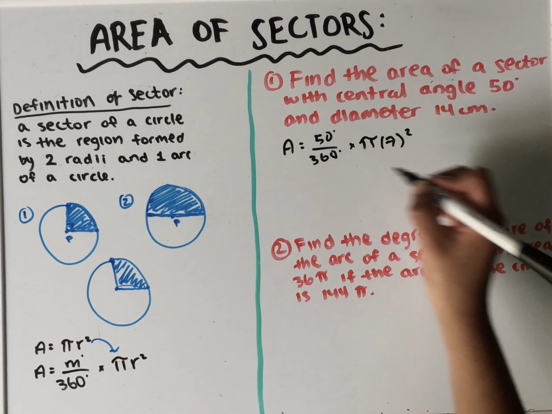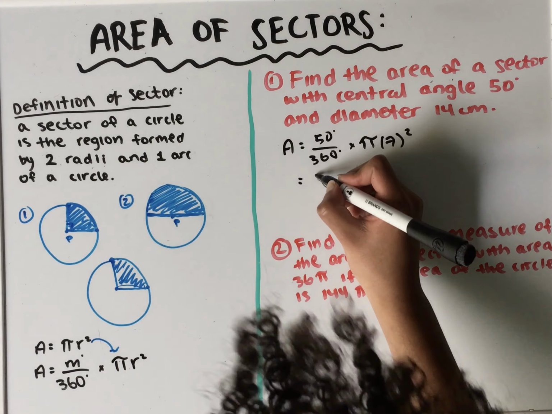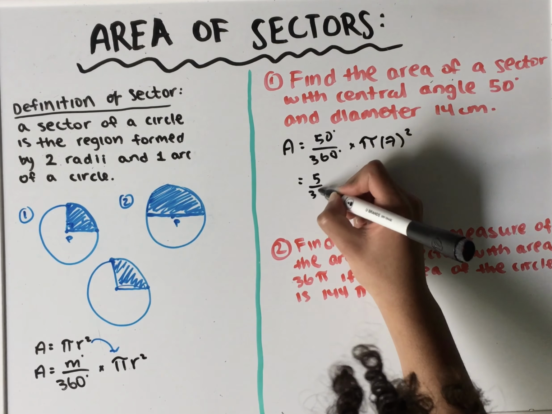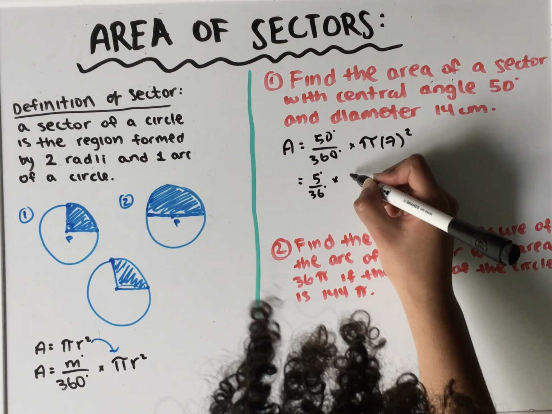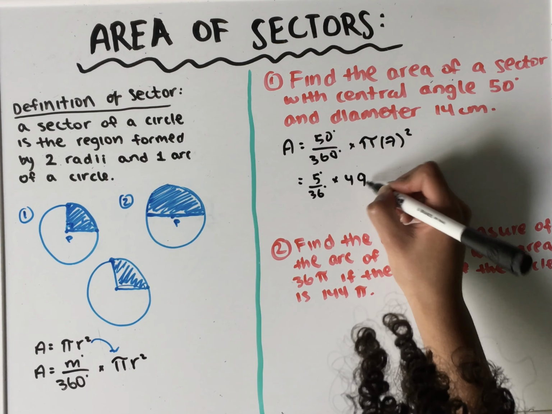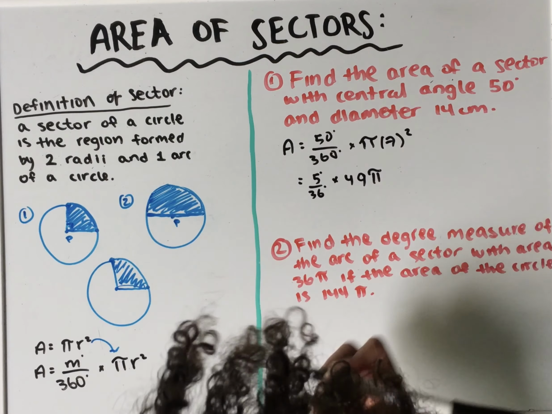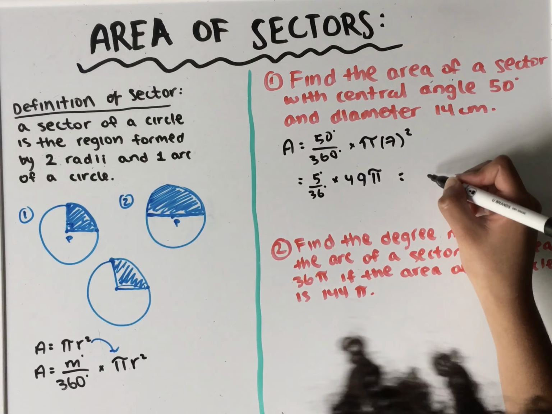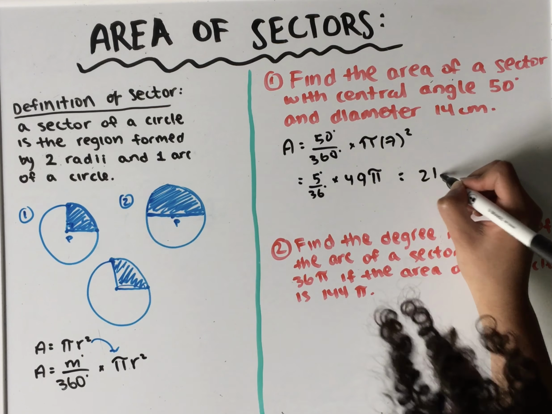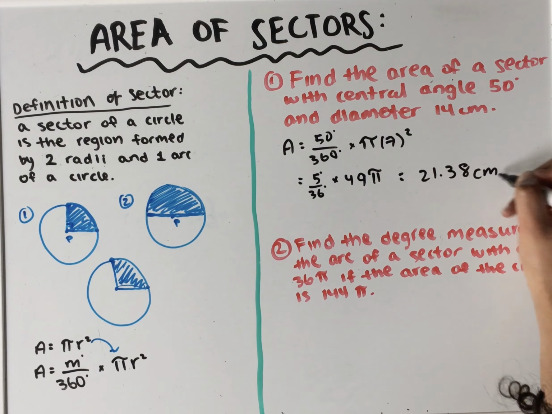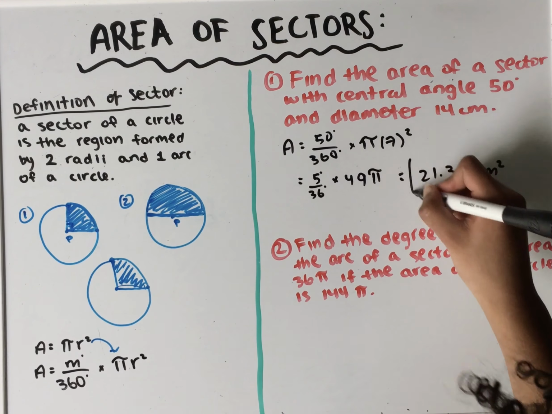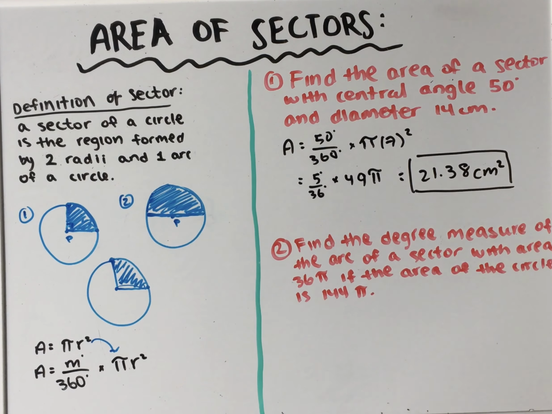So this is pi 7 squared. And when we simplify this, it'll be equal to 5 over 36 multiplied by 49 pi. And when we simplify this all, we'll get the answer to be 21.38 centimeters squared. And that is how you would solve this first example. But now let's have a more in-depth problem.